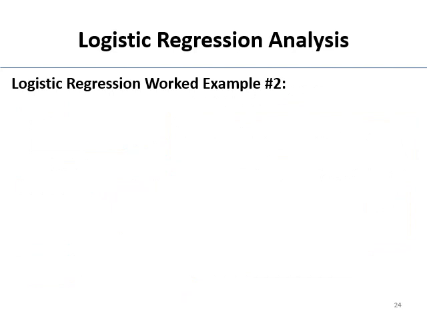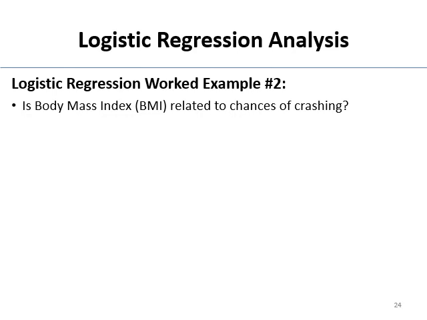So let's do a more complicated one. That's as simple as it gets. One predictor, 2 levels, that's really simple. So let's try to do a little more complex one. Let's do the BMI one. So remember, BMI has 4 levels. So is body mass index related to your chances of crashing in your first year of driving?